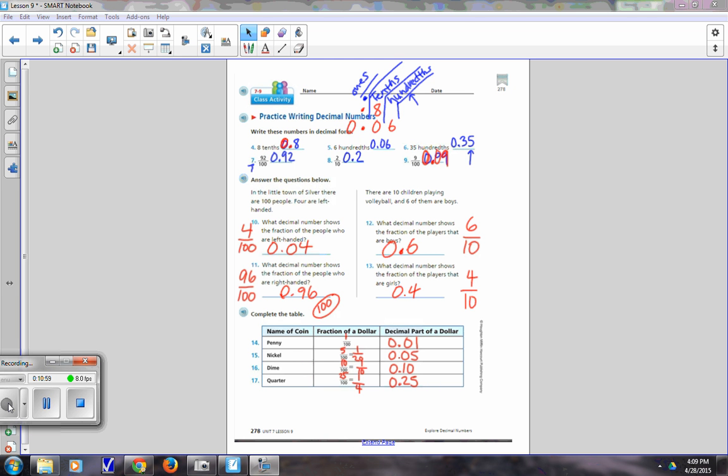Like I said, we are going to be doing way more of this in class with me, and make sure you have those flashcards so that we can manipulate them and use them as a hands-on tool.